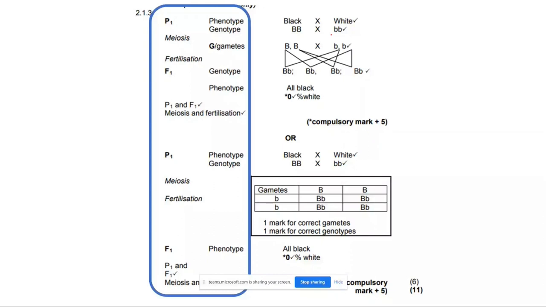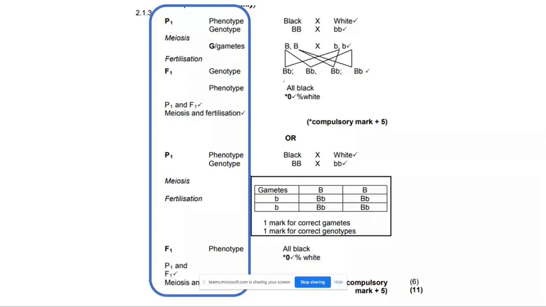Meiosis takes place. Gametes are formed. When gametes are formed, Mendel says these two alleles separate. So I've got big B, small b, small b. I can either cross them like that and I see all my genotypes. There's my genotype, 1 mark. My phenotype, they are all black.